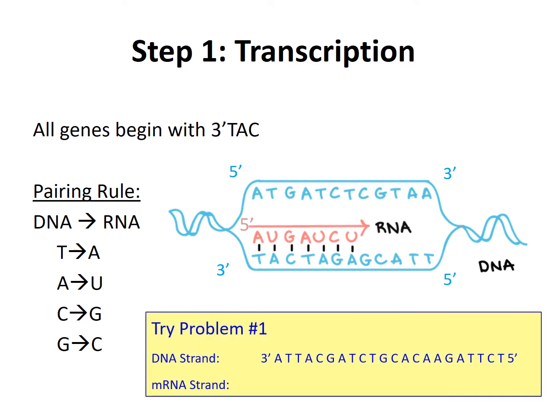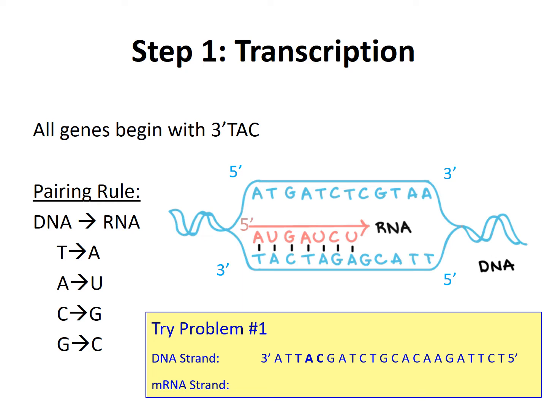So let's try a problem. Here is an example DNA strand. It's just one strand of the DNA to keep it simple. It's been unzipped and you're looking for a 3' TAC. Here I've bolded that 3' TAC. I don't see any additional ones. So this is where transcription will begin. In other words, I'm going to ignore the A and the T that is upstream from the TAC.